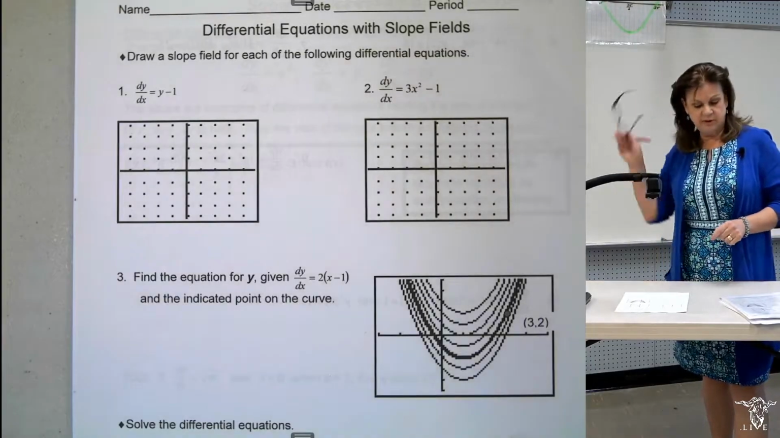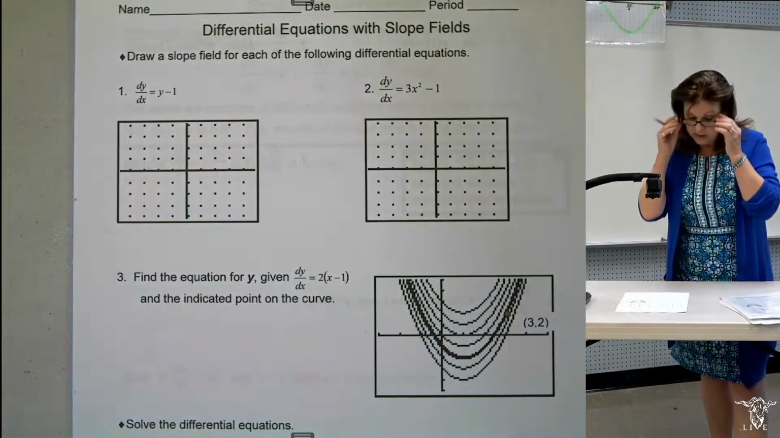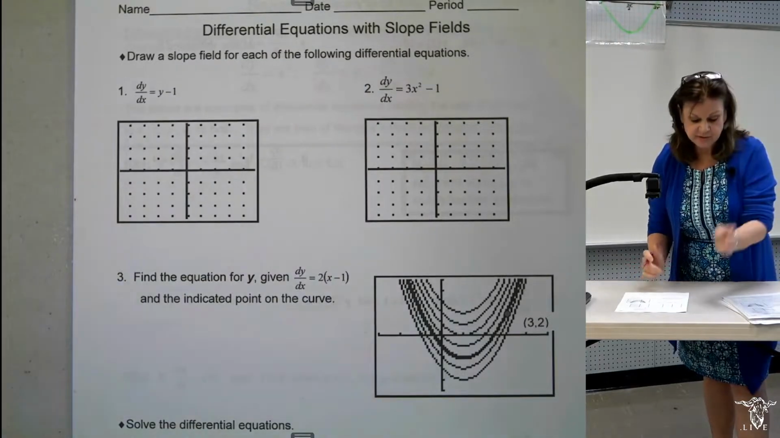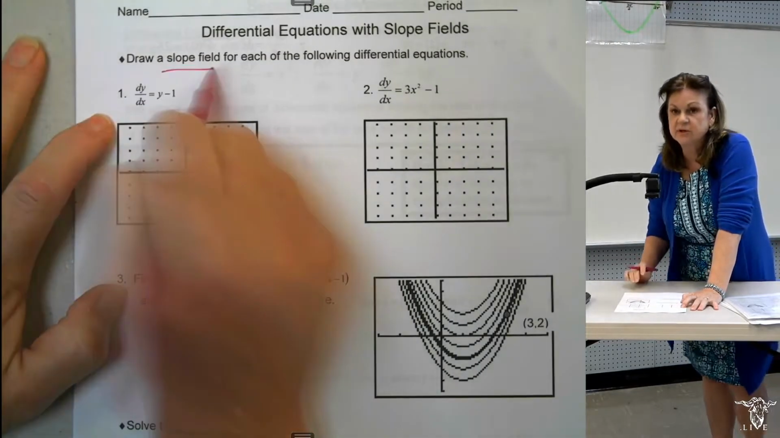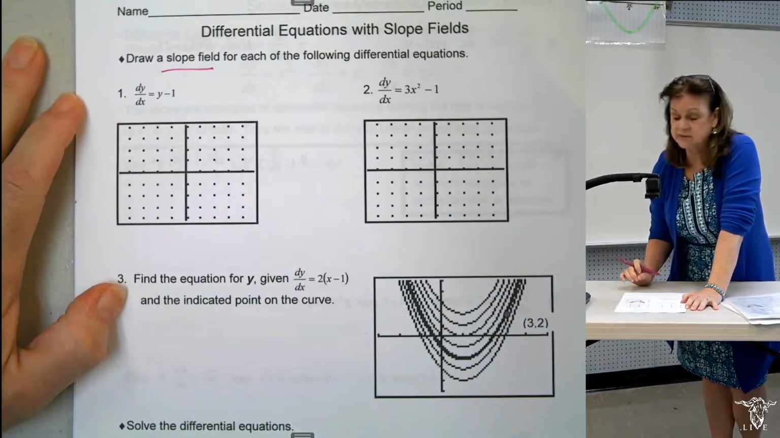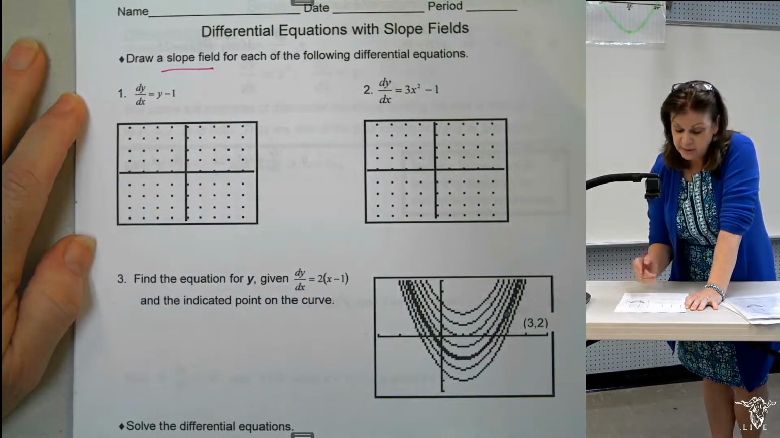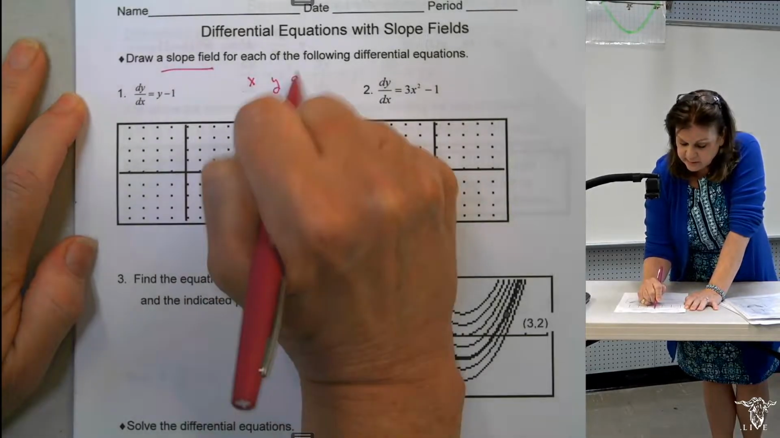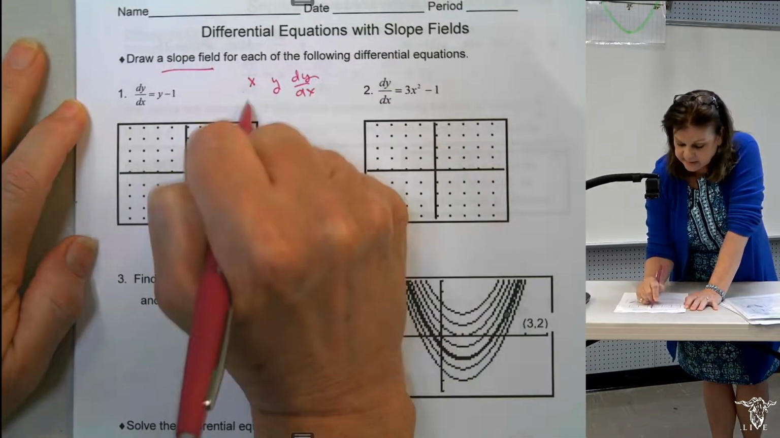So on number 1, I've got dy dx. Draw a slope field for the following differential equations. So when they're asking you to do that, they're not asking you for the function. All they want you to do is the slope that goes along with this. So we're going to do a table of values, x, y, dy dx.